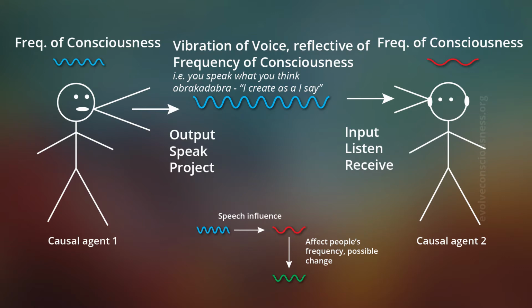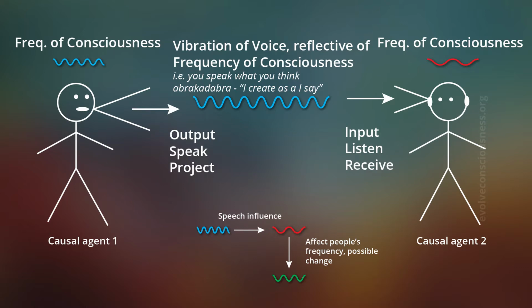So the first infographic has a causal agent 1 on the left and a causal agent 2 on the right. The causal agent on the left has a frequency of consciousness in blue, a higher frequency rate of vibration. The person on the right has a frequency in red, a lower frequency of vibration. If you're familiar with the previous presentation on truth, perception, etc., and the dualism, then you'll already understand what I'm talking about. If not, please take a look at that and you'll have more of an understanding.